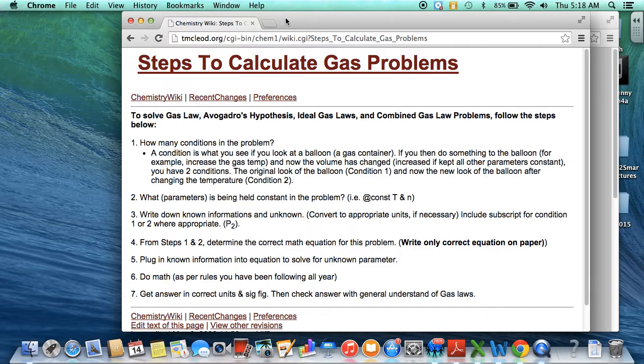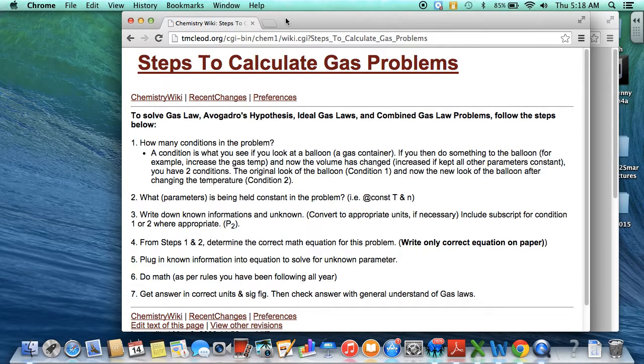Once you know this, you write down the information that you know, and convert the information that you know into the correct units. Then you write down the correct mathematical relationship with x by itself, x being the unknown variable, and all the other variables on the other side of the equation. You plug in, do math, and then you get your answer in the right units, significant figures, and so forth. So that's the basic way of doing any gas problem.